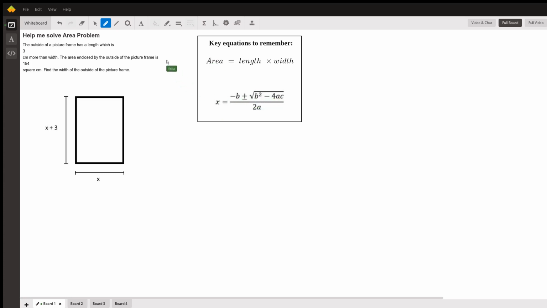But my favorite thing to do with these kinds of problems is to first sketch out a picture. So I have here a basic sketch of our picture frame, and we want to label our length and our width. But in our problem, we're not told a quantity for a length or width. We're only told that this frame has a length which is 3 centimeters more than its width. So for this kind of problem, we're going to represent our width with the variable x. And since our length is 3 centimeters more than the width, we can represent our length with x plus 3.